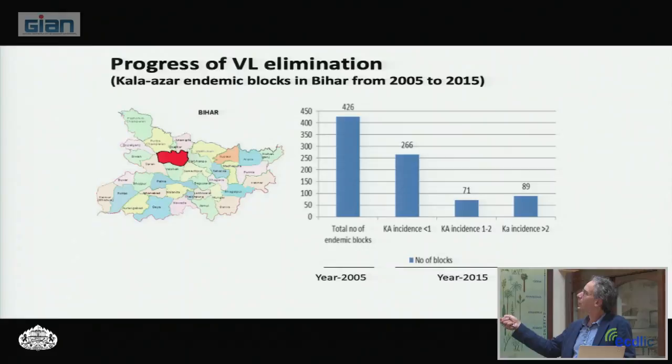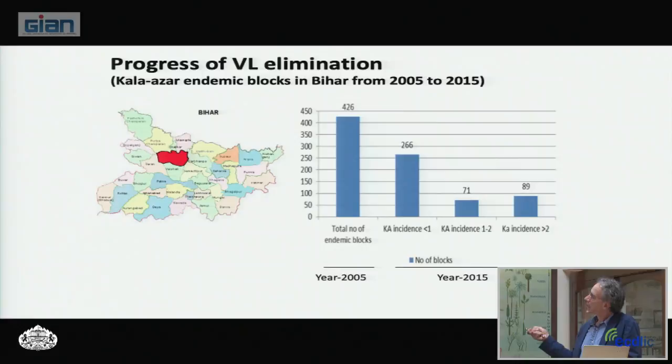So 266 blocks have met this target, and there are 71 that are between 1 and 2, and 89 that are still above these targets. This seems like fantastic progress, but here's the caveat.